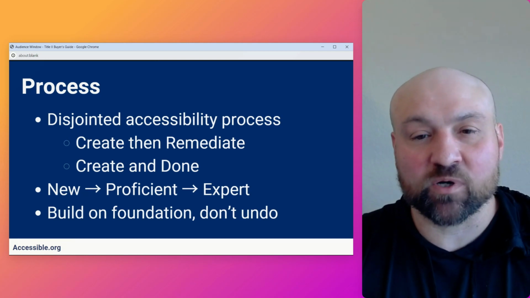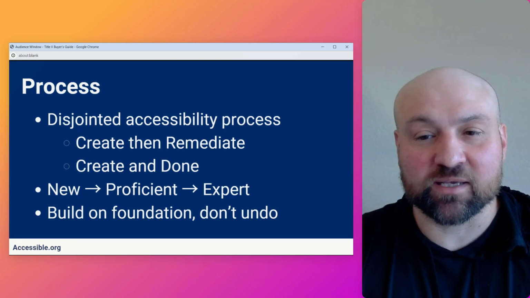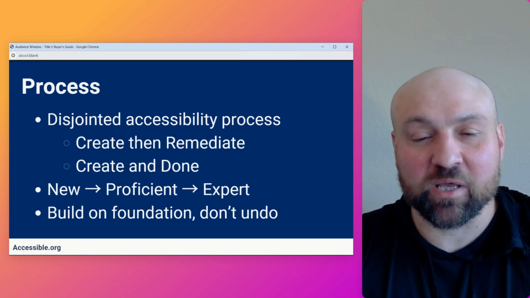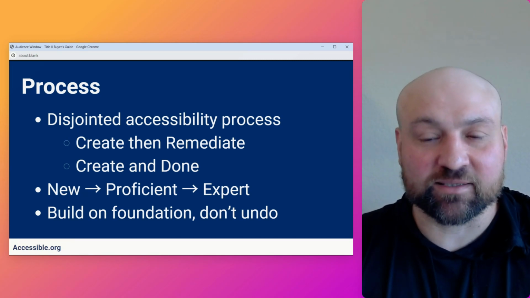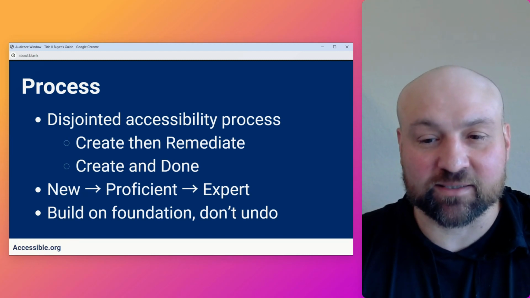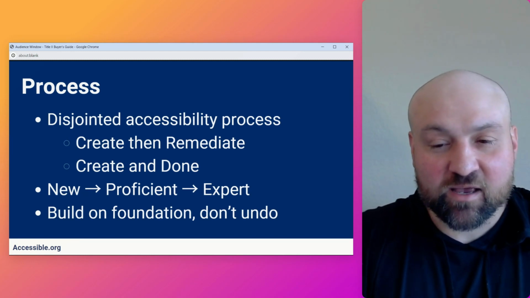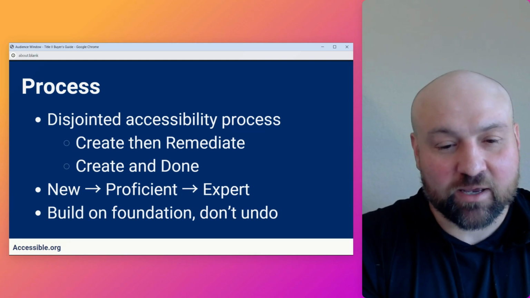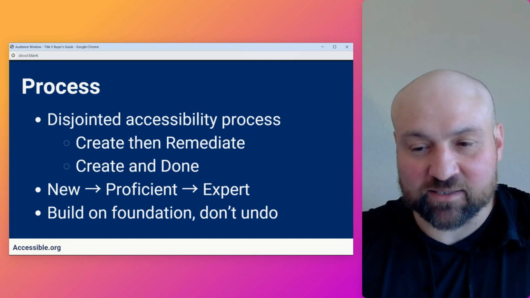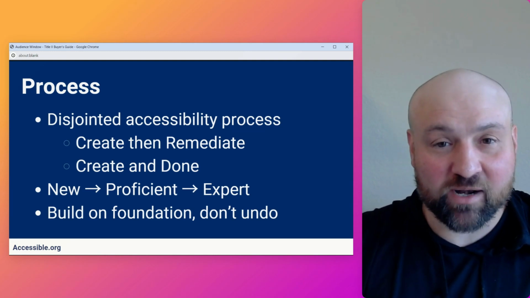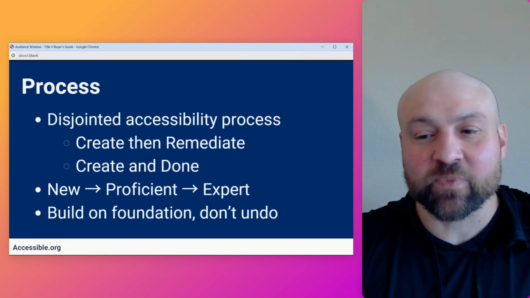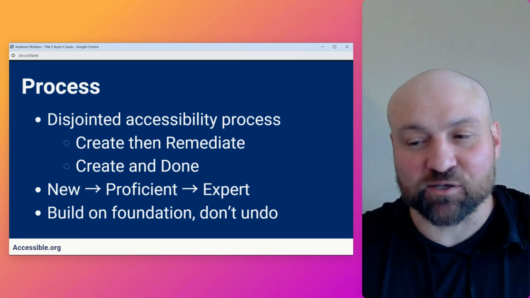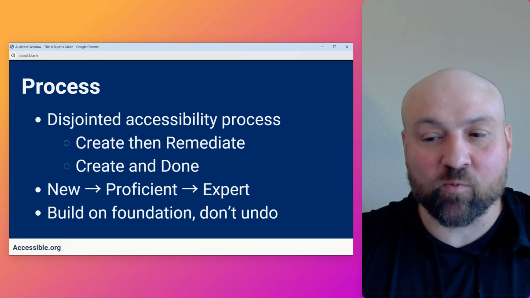What we want to do is we want to create and be done. And the way we do this is we integrate accessibility into our process. How do we do this? Well, we need people who are proficient in accessibility and they have training on the web content accessibility guidelines. So let's take the different members of your digital team, and let's say they are new right now, but then throughout this process, they start to become proficient because they are training on the web content accessibility guidelines. And then as they put WCAG into practice and they gain experience, they start developing expertise. That's where we want to be.